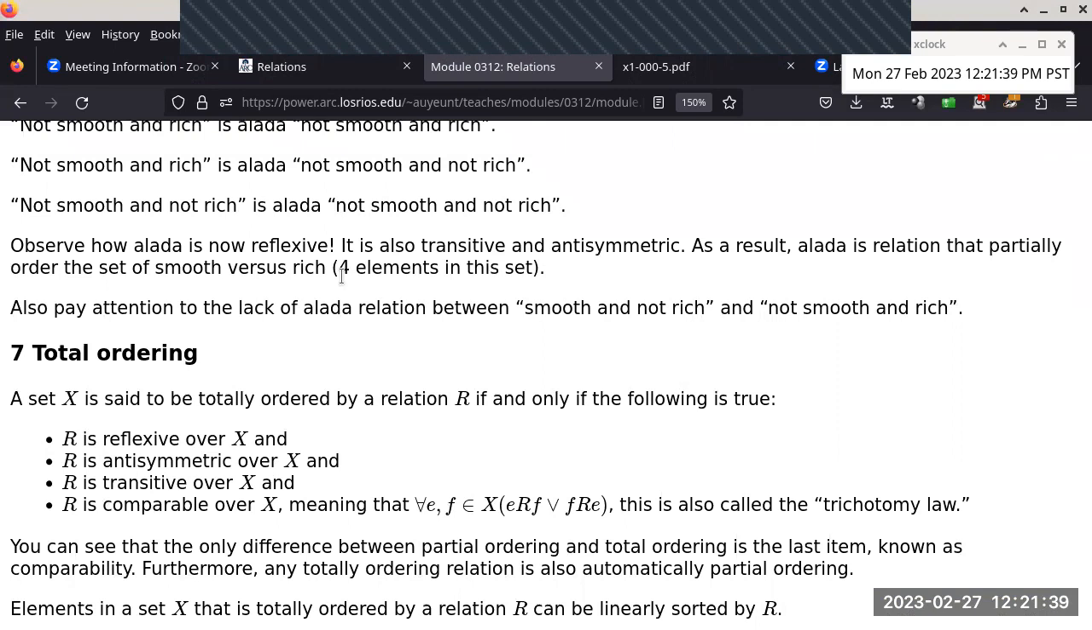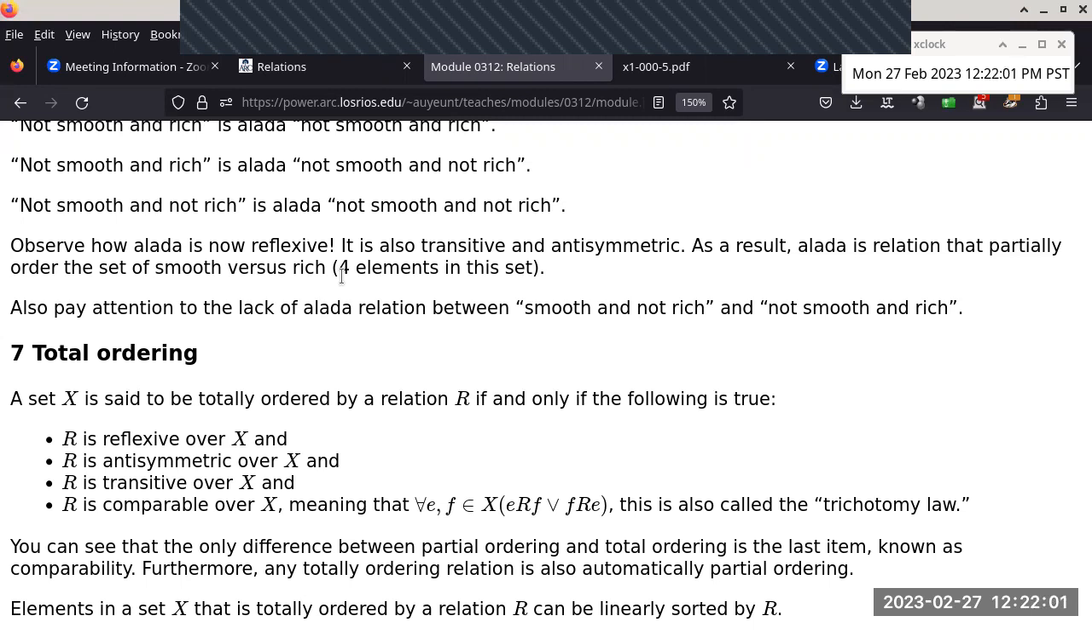All right, so total ordering, which is section 7, adds one more requirement called comparable. So in order for R to be defined as comparable over X, we need this particular quantified expression to be true. It's a simple one. This one does not even have implication or equivalence or anything like that.